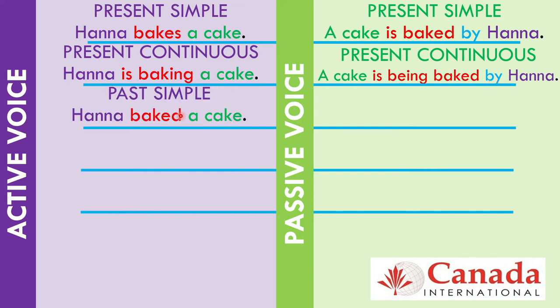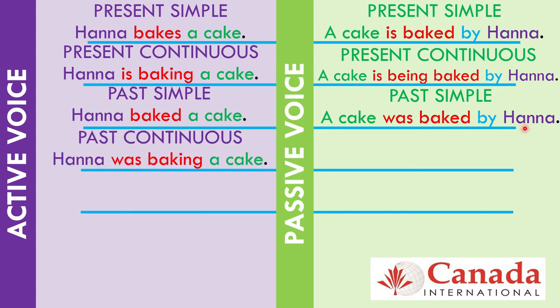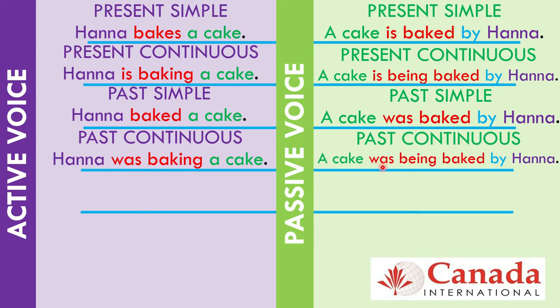Next, past simple. Hannah baked a cake. Active voice. Passive voice. A cake was baked by Hannah. Was is the verb to be in the past simple. Okay? And baked would be the past participle of the main verb, by the person. Next, past continuous. Hannah was baking a cake. Active voice. Passive voice would be a cake was being baked by Hannah. Was being is the past continuous of the verb to be. Baked would be the past participle of the main verb, by the person.